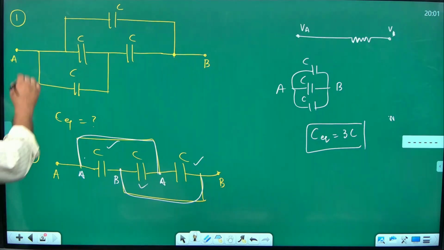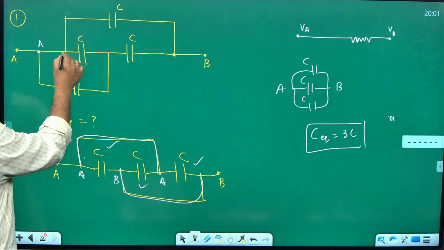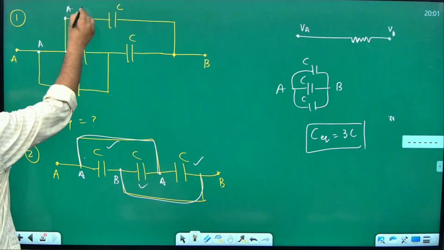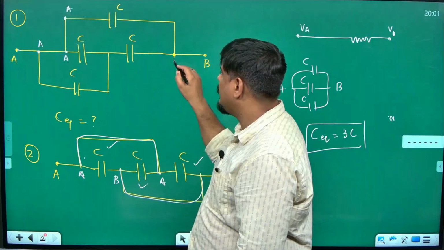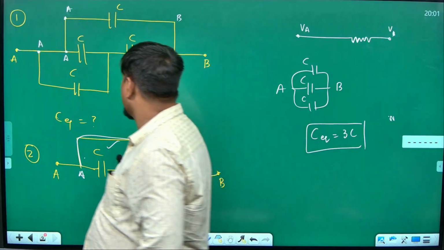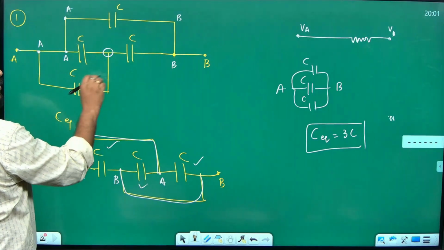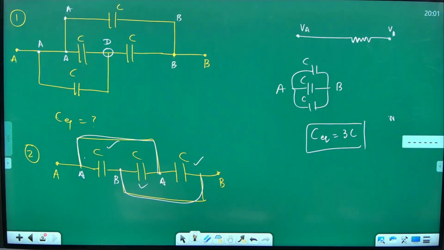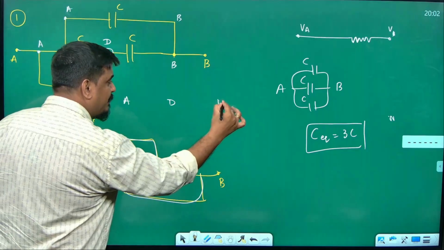Same way here, this is A, this point will become A, this will also be A, and nothing else. Here B, this point will be B, this point will be B. Anyhow, they are same only. Now if I draw here this point, let me take this point name as D, because already C I am using for the capacitance. So I have 3 points here, A, D and B.